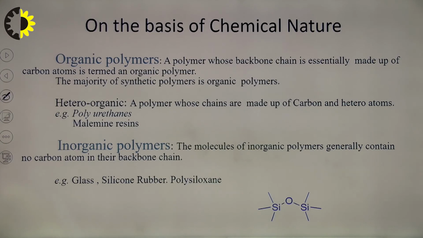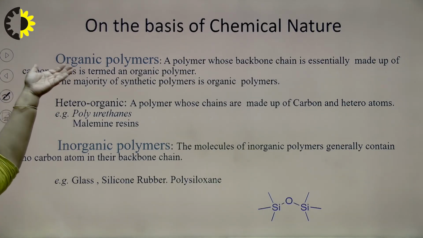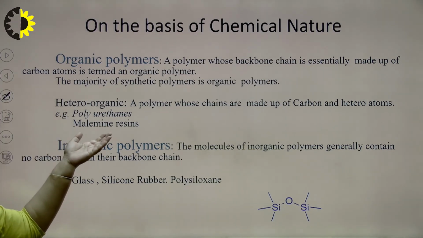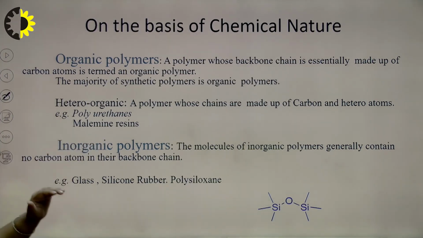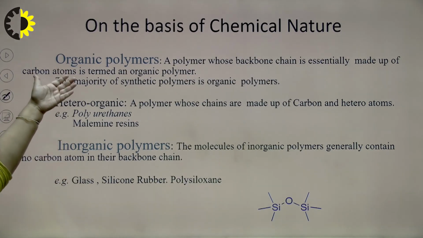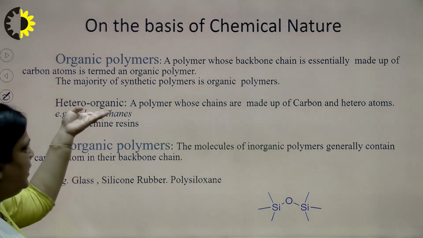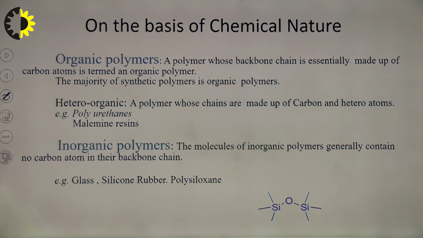Now, on the basis of chemical nature, they may be classified as organic or inorganic. Organic means mainly a carbon backbone is there, and inorganic means instead of carbon, sulfur, silicon, these bond linkages are there. So, both are synthetic polymers, and instead of carbon or with carbon, if heteroatoms like oxygen, nitrogen are there, then it may be heteroorganic. We can write this heteroorganic polymer, like melamine resins, like polyurethane etc. And all types of silicon rubber come in inorganic polymer.